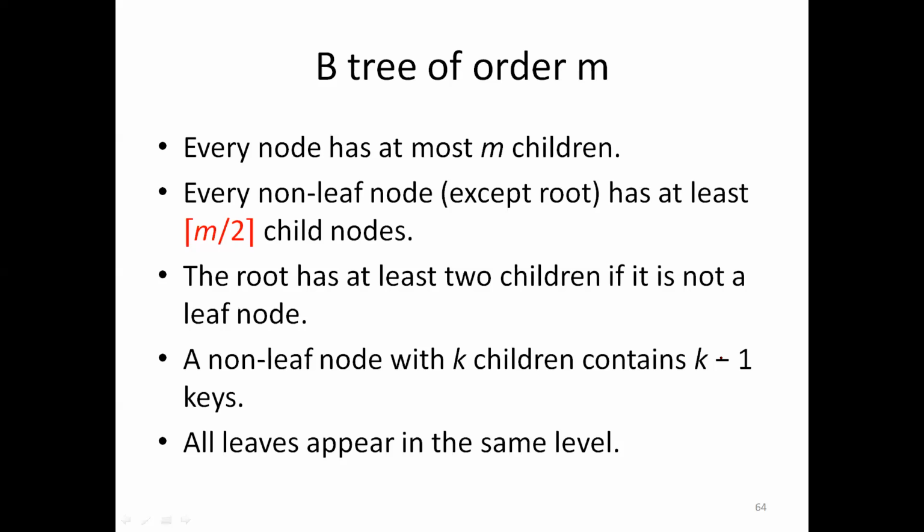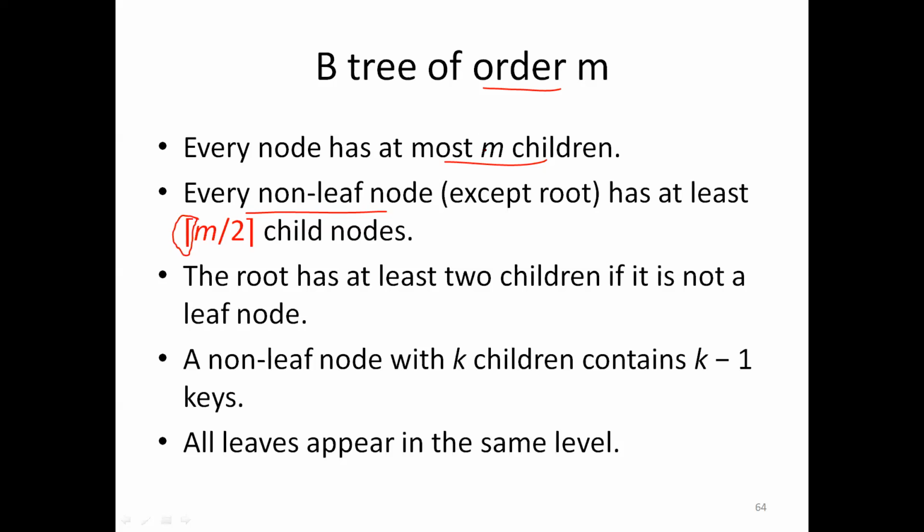So now I am telling what actually a B tree is. The order can be m; you can say degree m or order m. Every node has at most m children, and every non-leaf node except the root has at least ceil of m by 2 child nodes. What is this operator? This is the ceiling operator. At most m, at least m by 2 nodes.